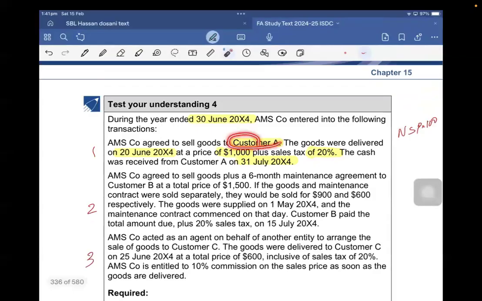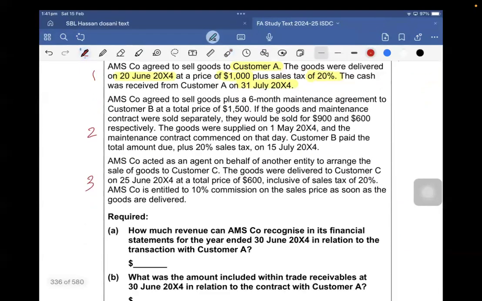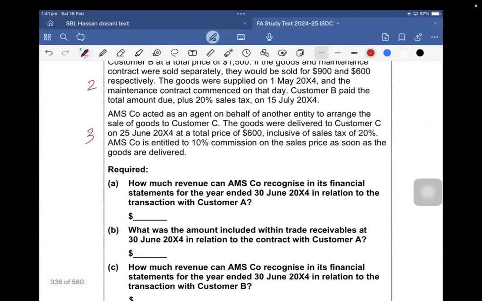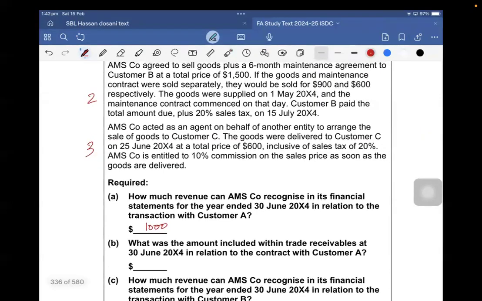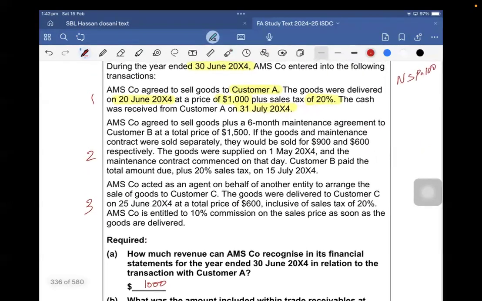Customer A's goods were all delivered, right? 1000 plus the sales tax. Now, you can't recognize sales tax as revenue because it is a liability. They have already given you 1000 plus the sales tax, and the liability is also within the same period, right? So you're going to recognize that 1000 as a whole. Understood? Next one.